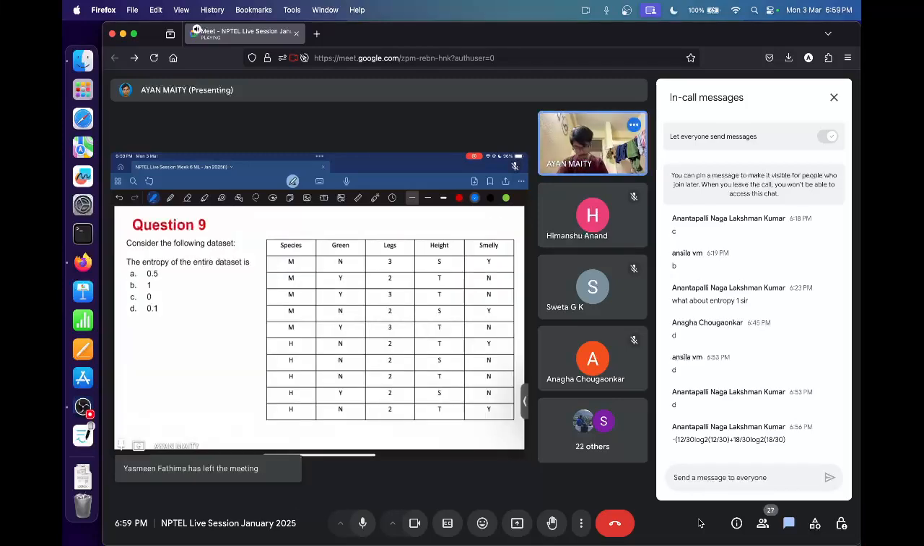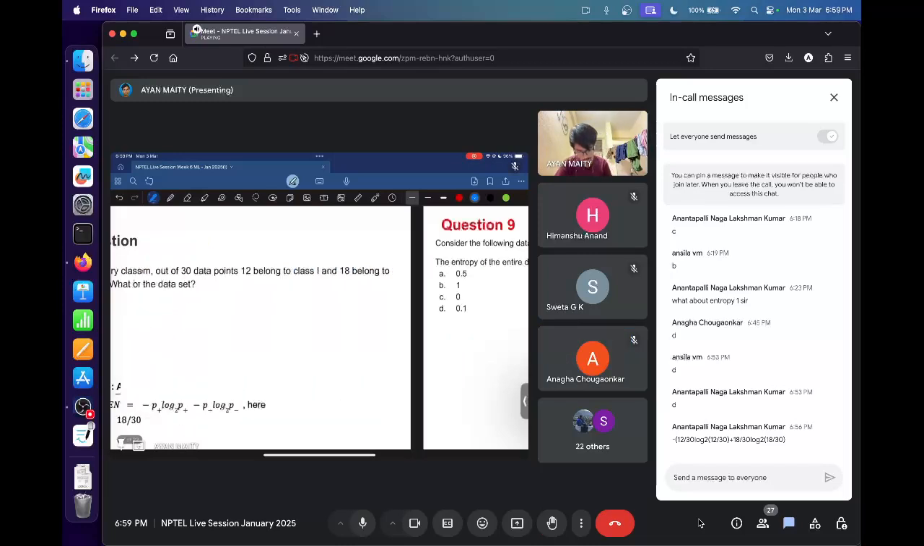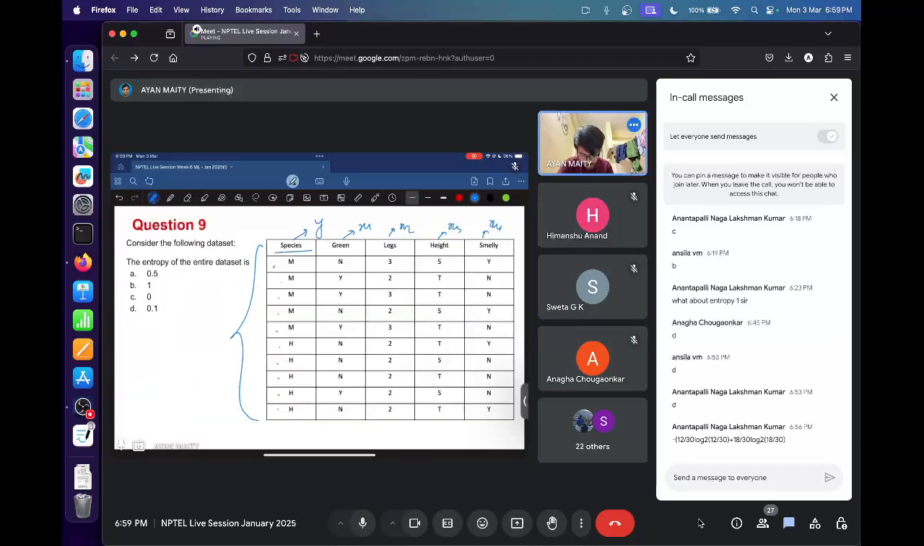Question 9. Consider the following data set. So this is a data set given. There are 10 elements, or 10 data points. And this species is the y or the target variable, and these are the features. The first attribute, species, is the target variable y, and the other features are green, legs, height, smelly. So these are all input features or input attributes x1, x2, x3, x4. So you have to find out the entropy of the entire data set.